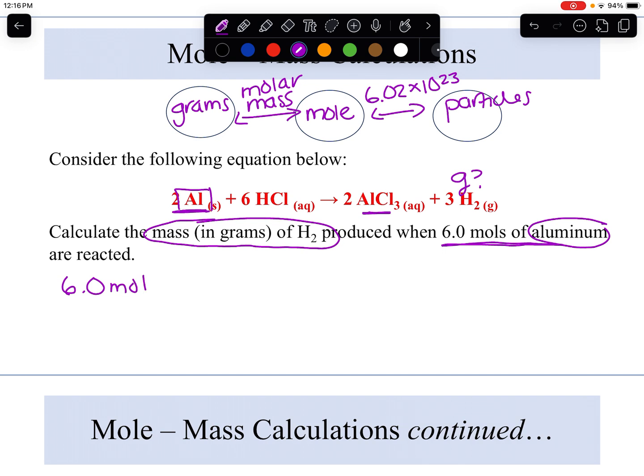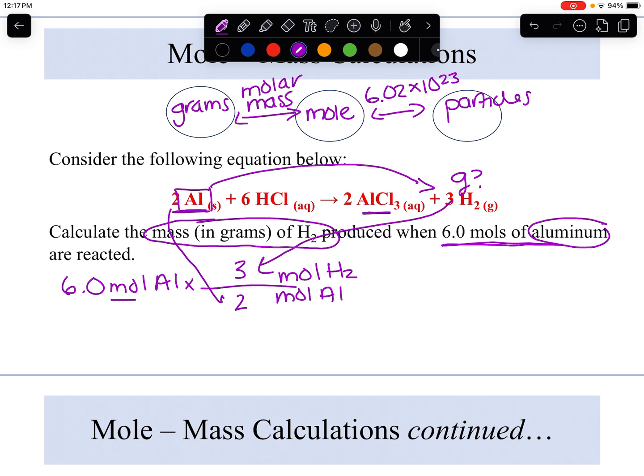So we always start with the values that we're given, 6 moles of aluminum. To go from aluminum to another thing in the balanced equation, hydrogen, you have to do the mole ratio. But you have to be in moles to do that. So we started off in moles, so we can go ahead and dive right into our mole ratio. Now to get those values in front here, remember the 3 comes from here and the 2 comes from here.